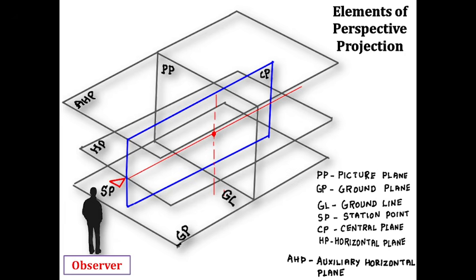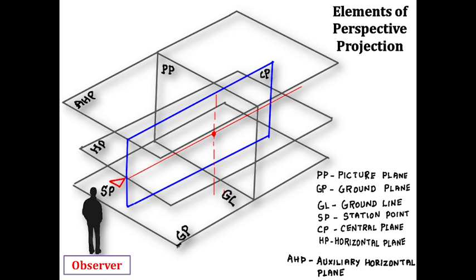SP stands for station point. This represents the position of the observer's eye. All the visual rays originate from this point. CP stands for central plane. It is a vertical plane passing through the station point and is used as a reference while locating the observer with respect to the object. HP stands for horizon plane. It is a horizontal plane passing through the station point. The intersection of this plane with the picture plane gives the horizon line, which represents the observer's eye level. AHP stands for auxiliary horizontal plane.